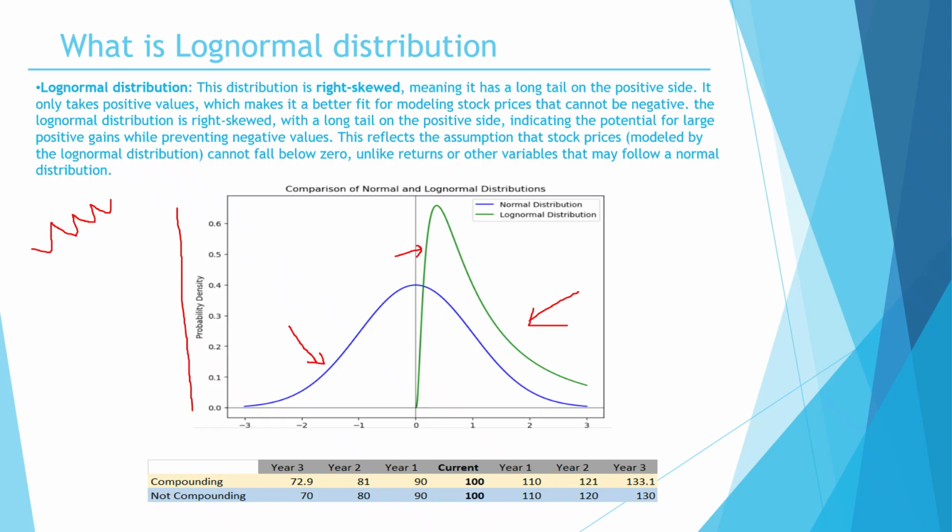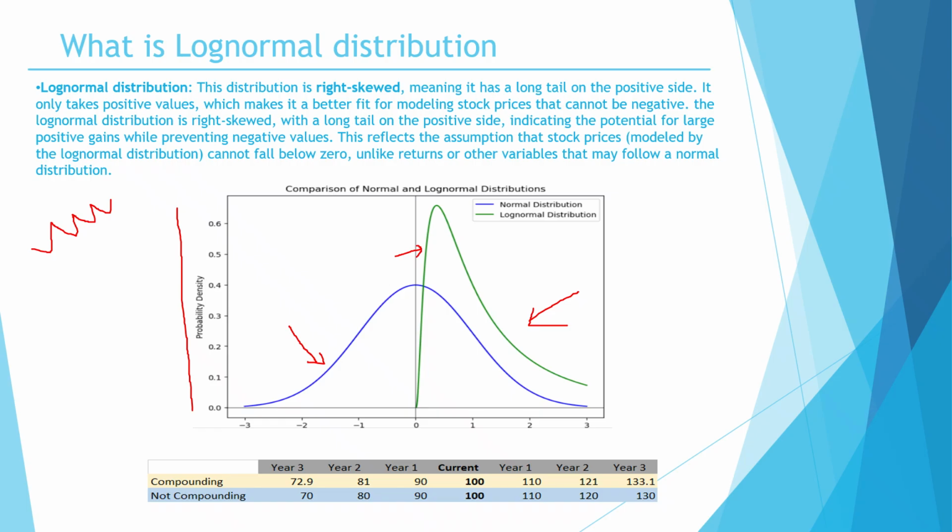Now looking at the log normal distribution, you also observe that it does not have negative values. It only has positive values. And stock prices, technically, also cannot have a negative value. They will always have a positive value.